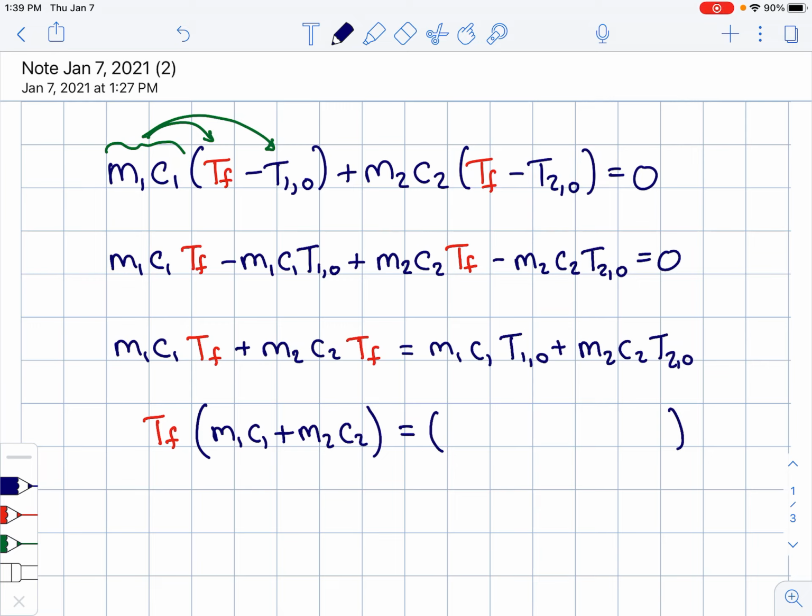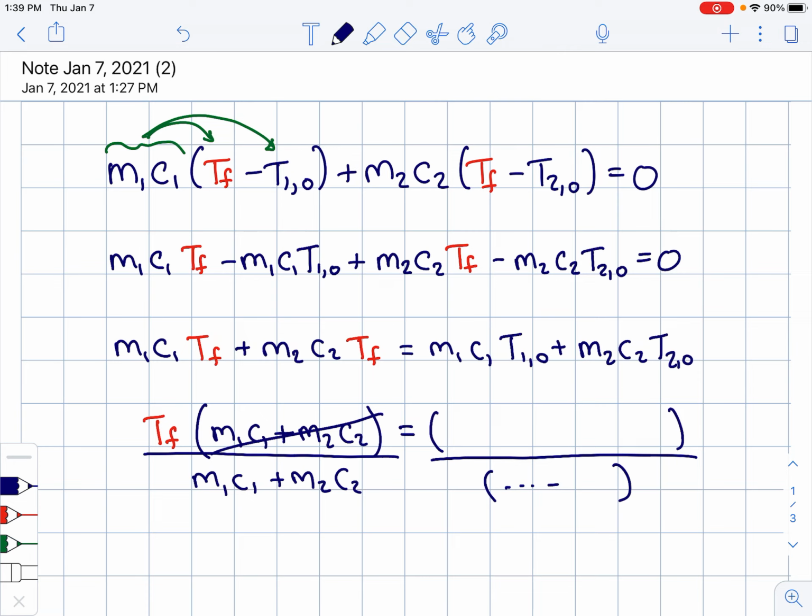And then to get T final by itself, you're just going to divide both sides by m1 c1 plus m2 c2, and you're going to divide this side by the exact same expression, m1 c1 plus m2 c2. So this is going to be the same thing. And those will cancel, and it will leave you an expression for T final. Okay? And that's how you solve for T final.